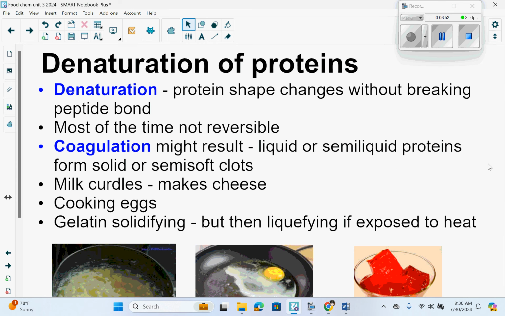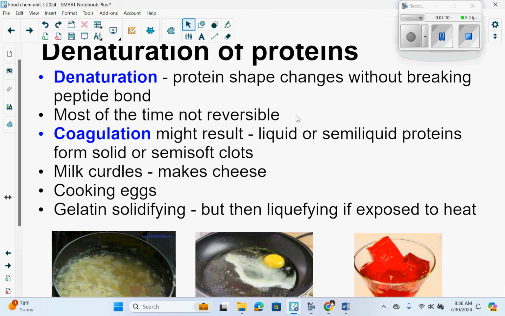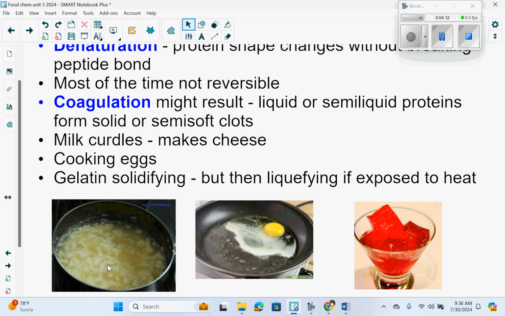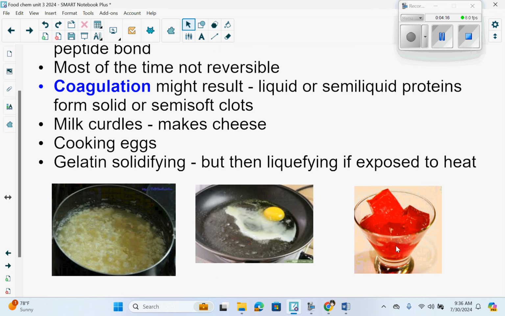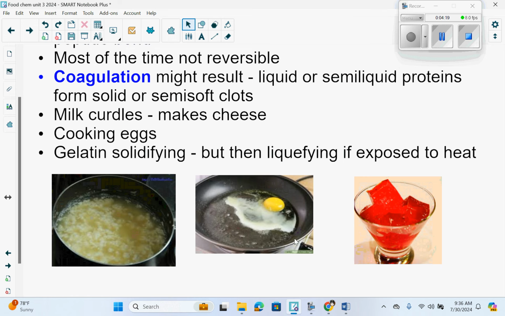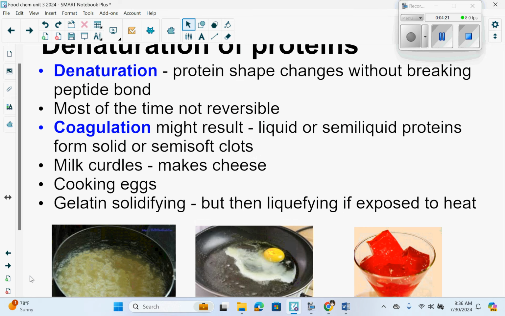Denaturation of proteins. Denaturation, the protein shape changes without breaking the peptide bond. Most of the time, this is not reversible. Coagulation might result. Liquid or semi-liquid proteins form solid or semi-soft clots. Things like milk curdles, right, to make cheese. Cooking eggs, or gelatin solidifying but then liquefying if exposed to heat. So these are all examples of denaturation.